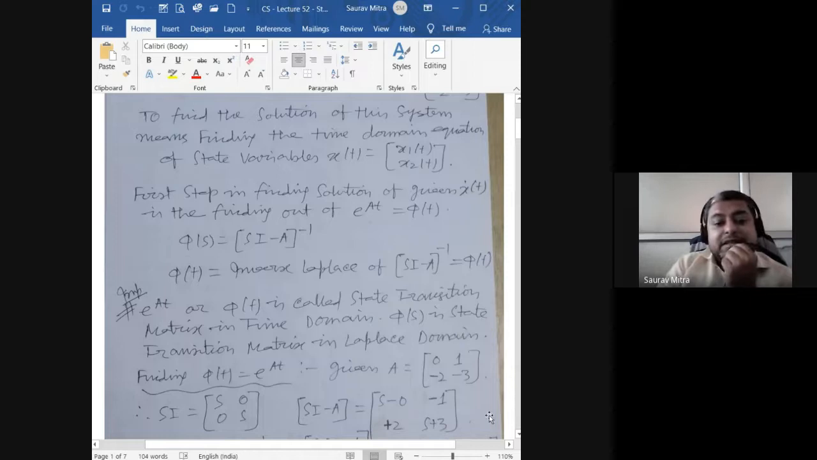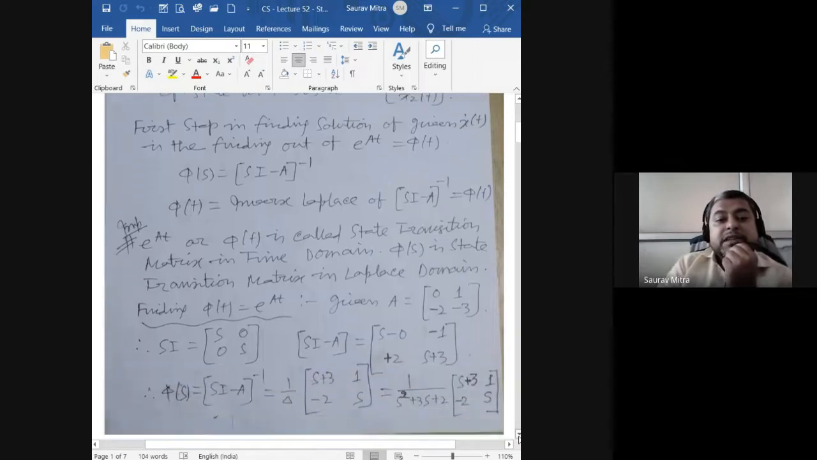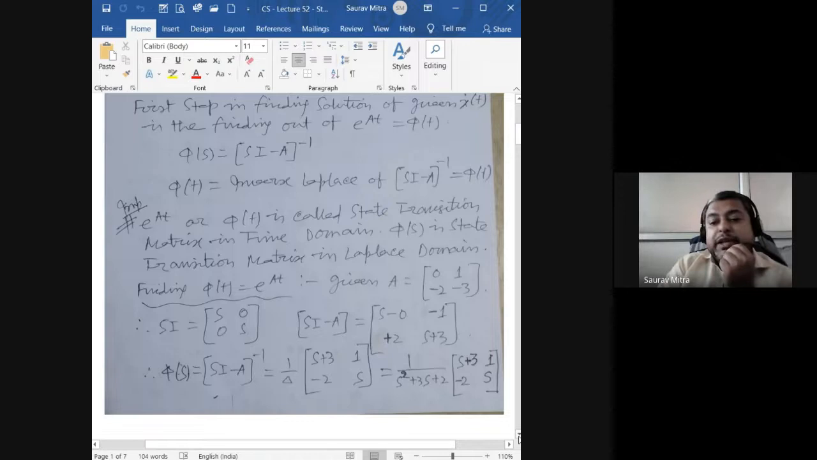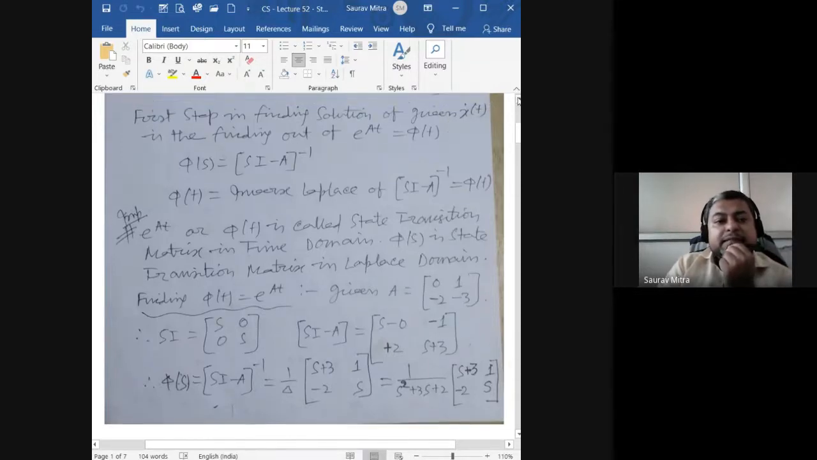Okay, the first step in finding the solution of the given x dot t is finding e raised to at, or phi t. So this is the first step. If I give you a question to find the solution of the given non-homogeneous system for 10 marks, for finding the state transition matrix I give 5 to 6 marks. Okay, so it is very important that e raised to at has to be found first. Without finding e raised to at, you cannot find the solution of the state variable model. So the first step in finding the solution of the given x dot t is finding e raised to at or phi t.